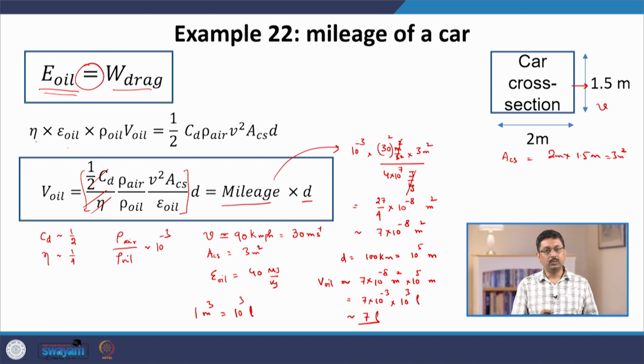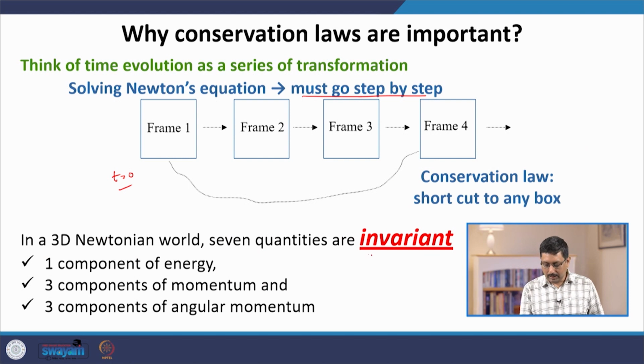And then we do not need to know, we can skip a lot of details, and that is why we can use this law to estimate without knowing practically anything about our car. These kinds of quantities that do not change are technically called invariants in physics.